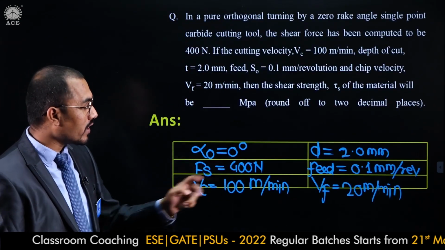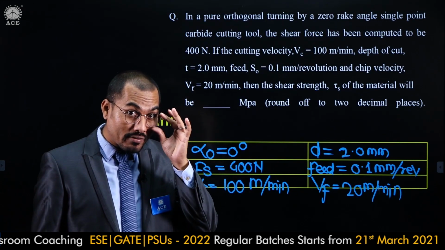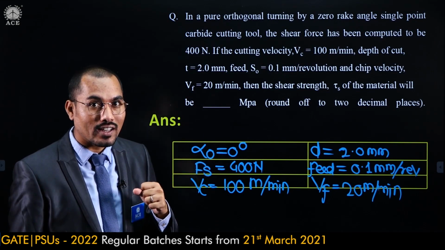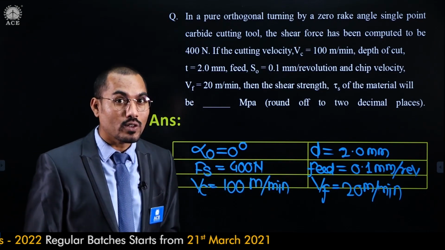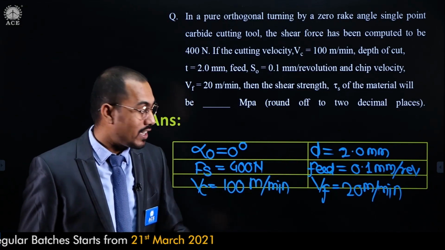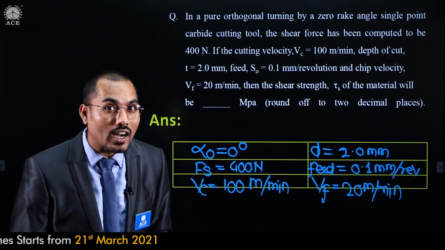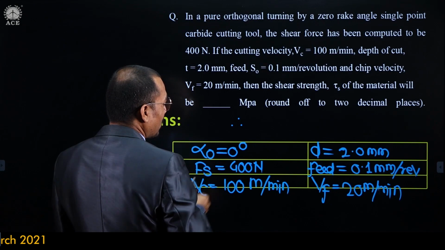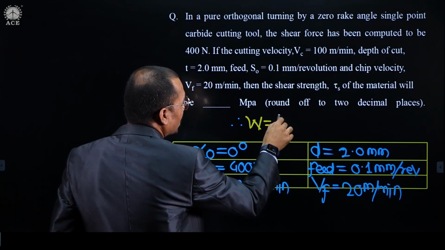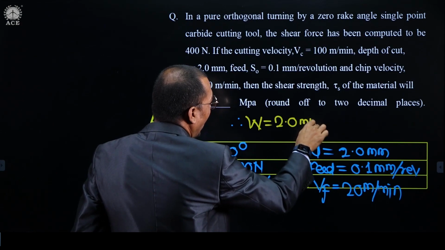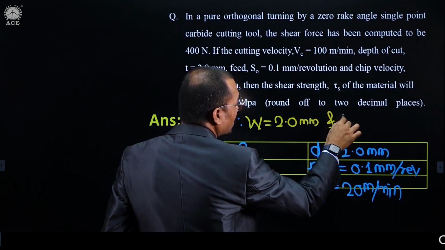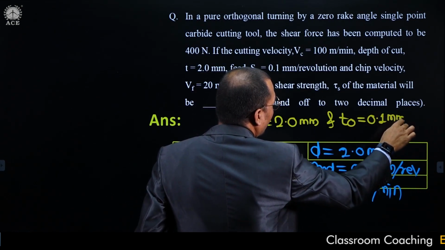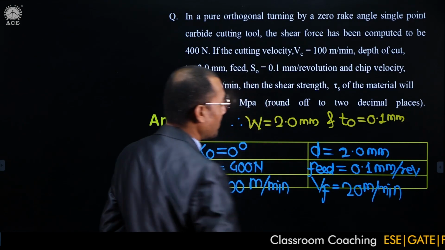Sir, in the problem, depth of cut is given and feed is given. When the depth of cut and feed are given and alpha 0 is 0 degree, the feed becomes the uncut chip thickness and the depth of cut becomes the width of the cut or width of the chip. Therefore, the width of the chip becomes 2.0 millimeter and feed becomes my uncut chip thickness T naught, that is 0.1 mm per revolution. It is 0.1 mm. Do you understand that?